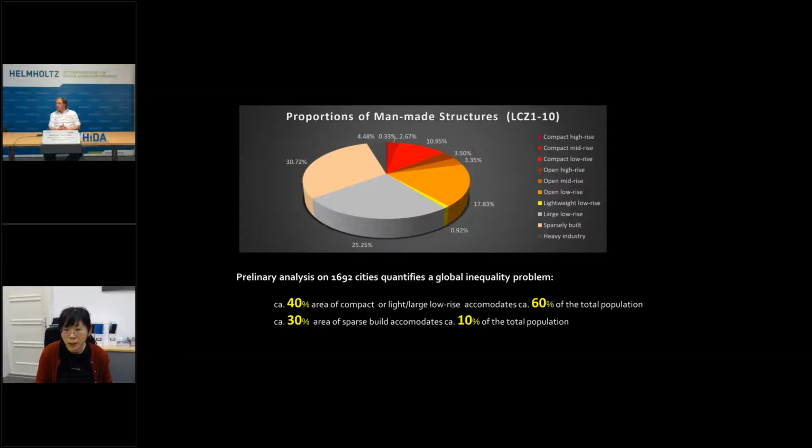For example, 40% of the area of compact, lightweight or large low-rise accommodates nearly 60% of the total population, but 30% of the area of sparsely built, which is houses, accommodates only 10% of the total population. And we are making this data open.